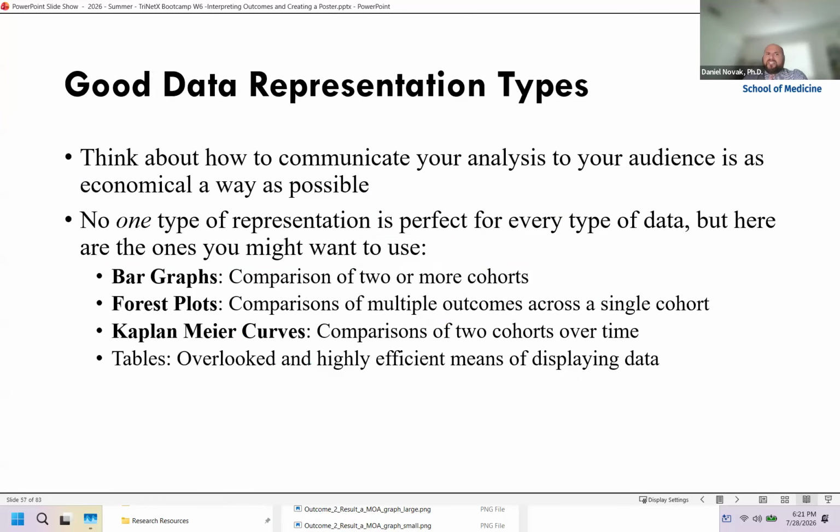Good data representation types, though. Let's talk about this. Think about how to communicate your analysis to your audience in as economical a way as possible. No one representation type is perfect for every type of data. It doesn't work that way. But here are ones you might consider using that are going to be very common. Your bar graphs, your forest plots, which I showed you the TriNetX publication toolkit will help you make, your Kaplan-Meier curves, and tables. Tables are highly, highly efficient ways to organize information, especially if you add in some additional things like color or size or other kinds of relationships.